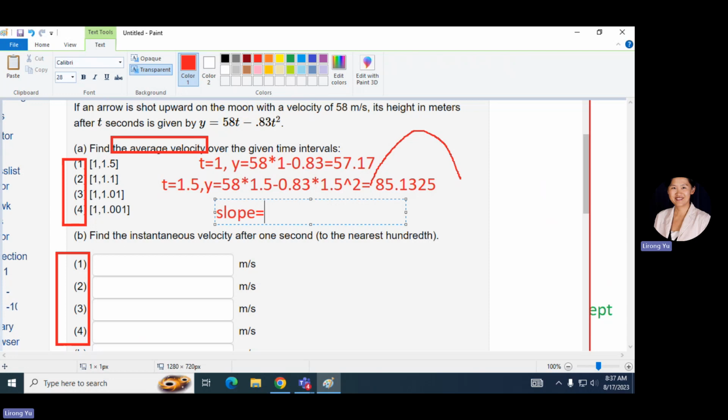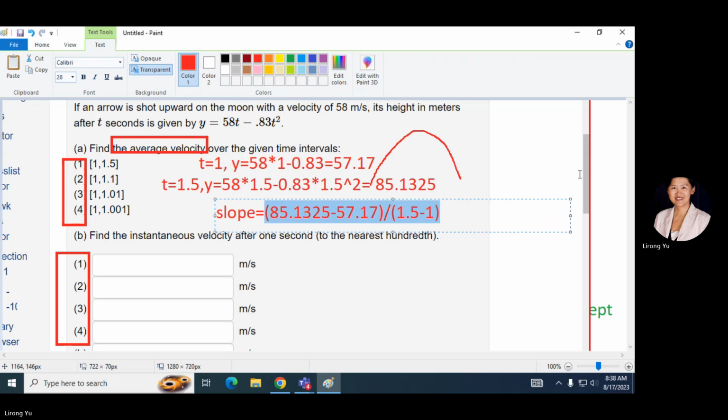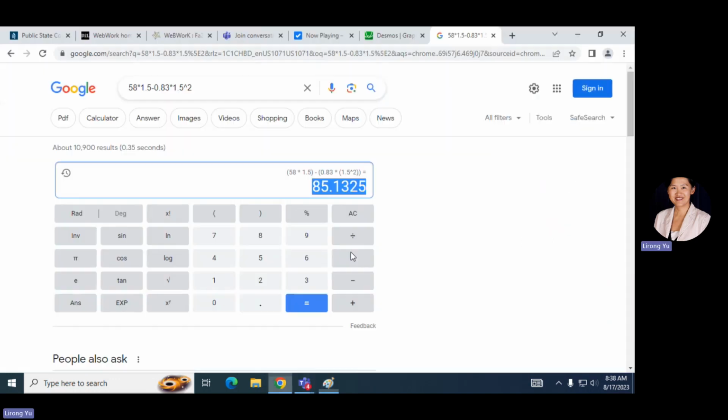So what we're going to do is subtract the y values, which is going to be 8.5 minus 0.17, divided by 1.5 minus 1. And that's how you enter division in the calculator. Right, so this is going to be how we answer the first question.